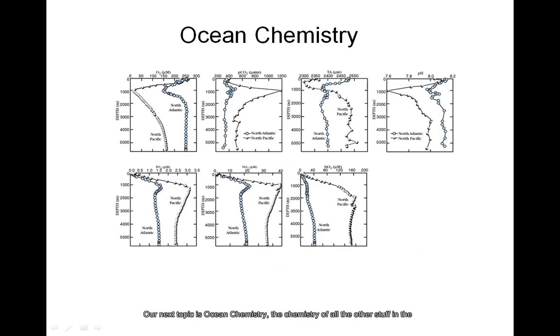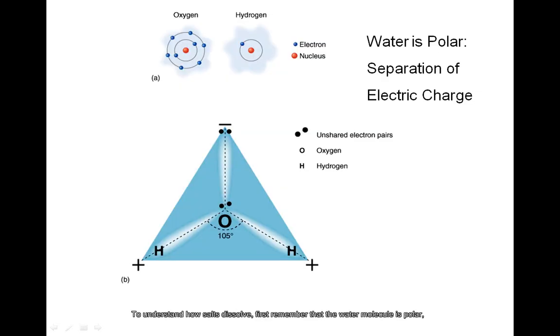Our next topic is ocean chemistry, the chemistry of all the other stuff in the ocean besides water. So we are interested here in the salts, gases, and other materials dissolved into ocean water. To understand how salt dissolves, first remember that the water molecule is polar. It has a separation of electric charge. The oxygen side of water is negatively charged, while the hydrogen side carries a positive charge.